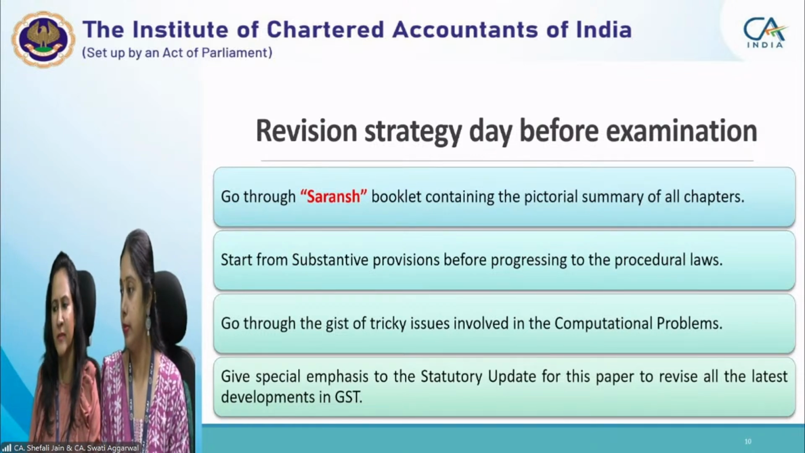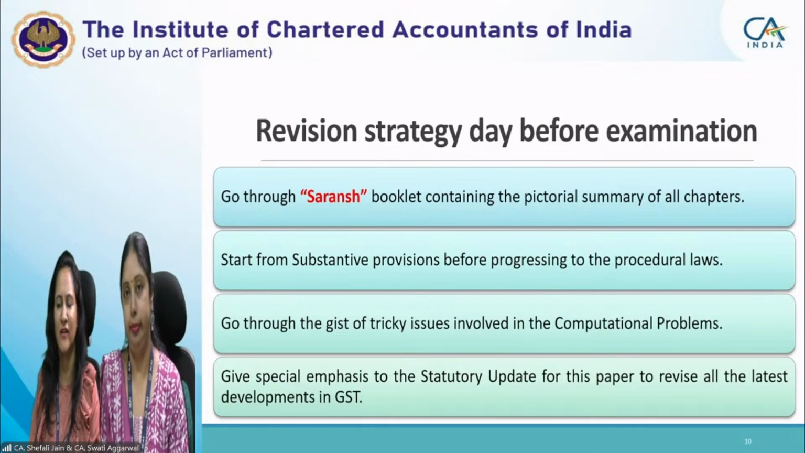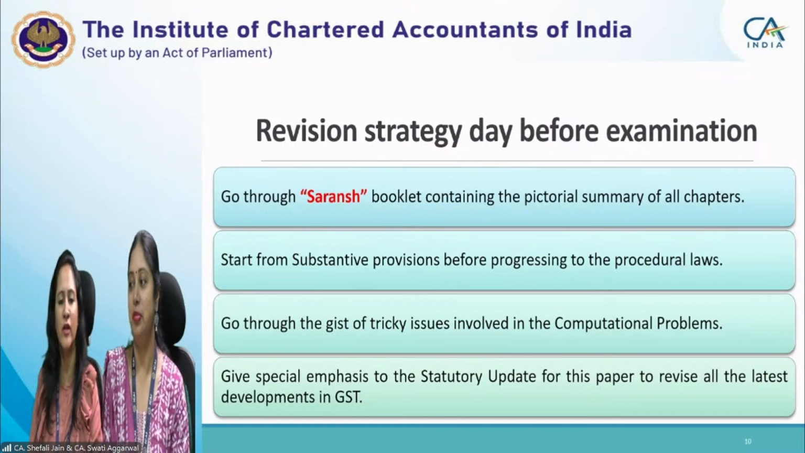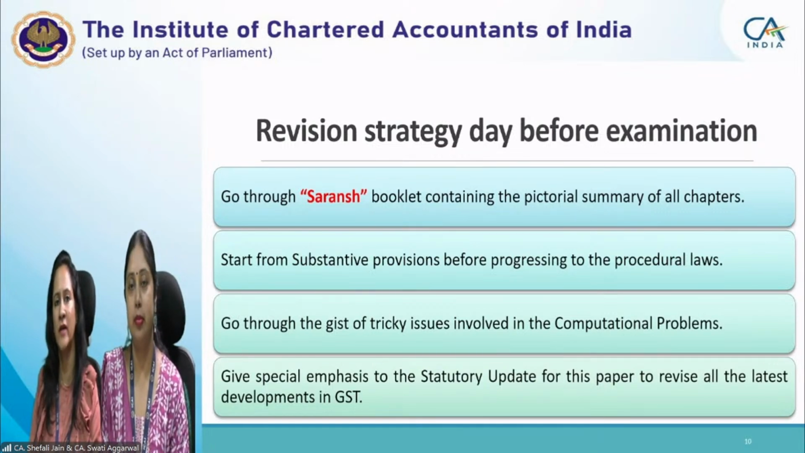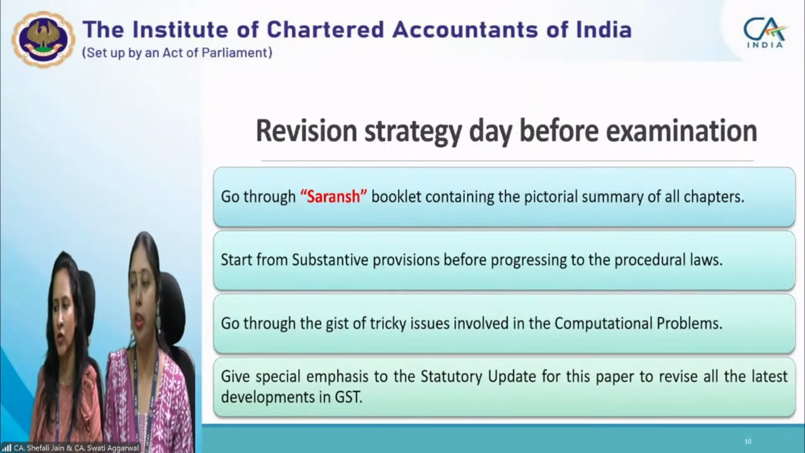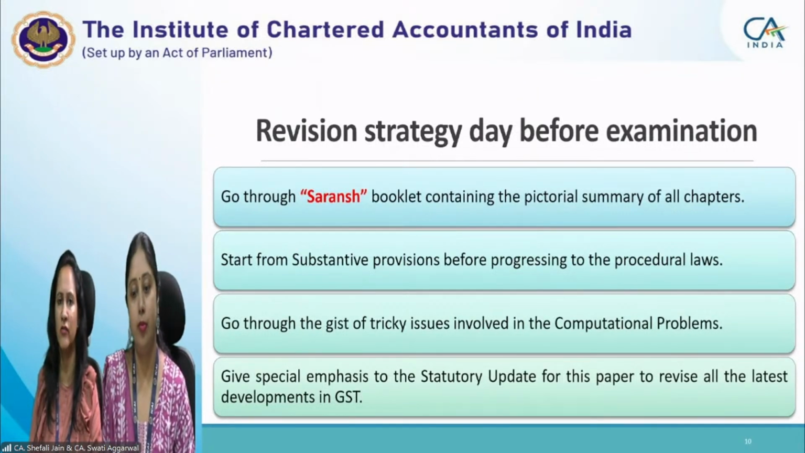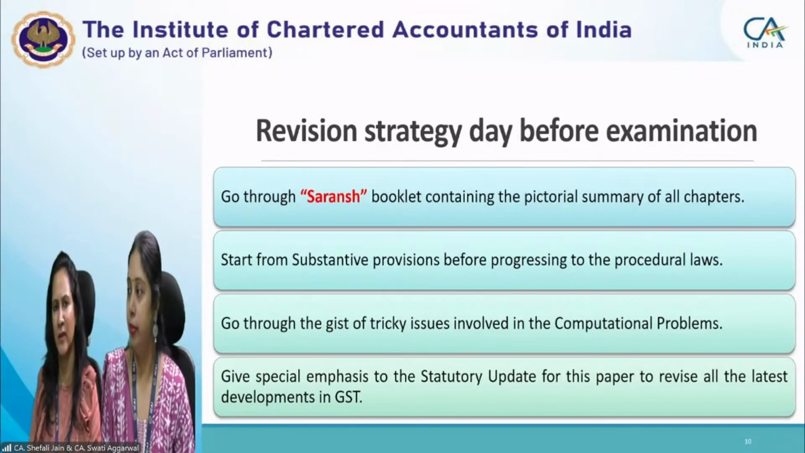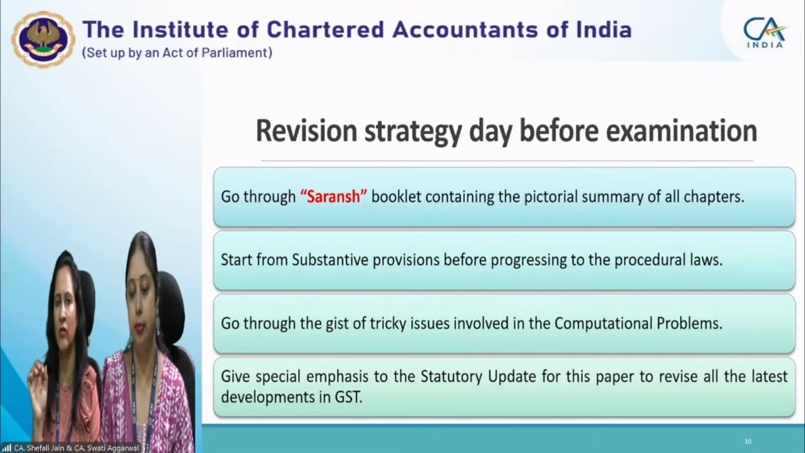Baljit is asking, ma'am, where can we find this Saransh booklet? Baljit, Saransh is already uploaded on the BOS knowledge portal. You may refer to it from there. And one good thing about Saransh is that it is already updated till 31st October 2024. For your examination, it is fully updated to the cutoff date which is applicable for the May 2025 examination. So you do not have to apply any amendments in the Saransh. You just have to refer to one booklet, and that will suffice. That is already the updated one for the May 2025 examination.